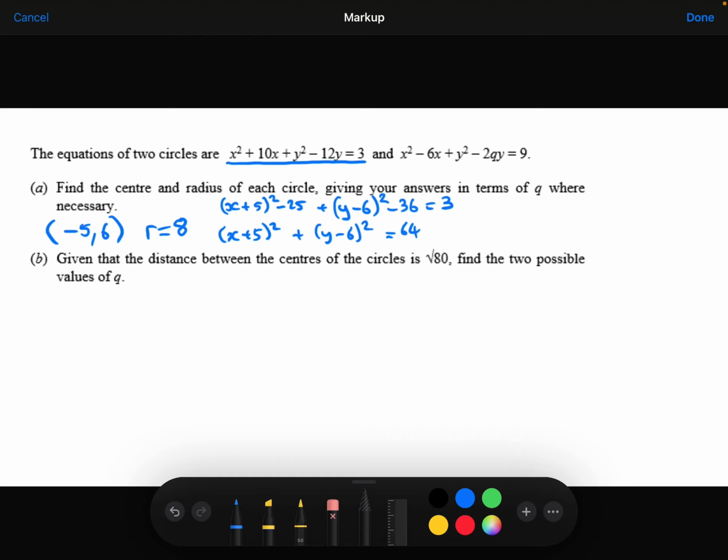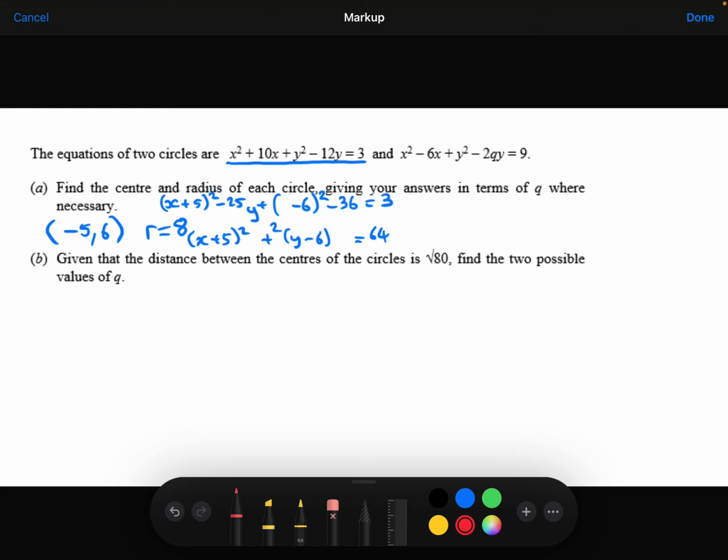Right, we're now going to do the same thing for the second circle. I'll put this in red. So we've got the x, half the 6, so minus 3, take away the 3 squared. So this is the same thing as this.